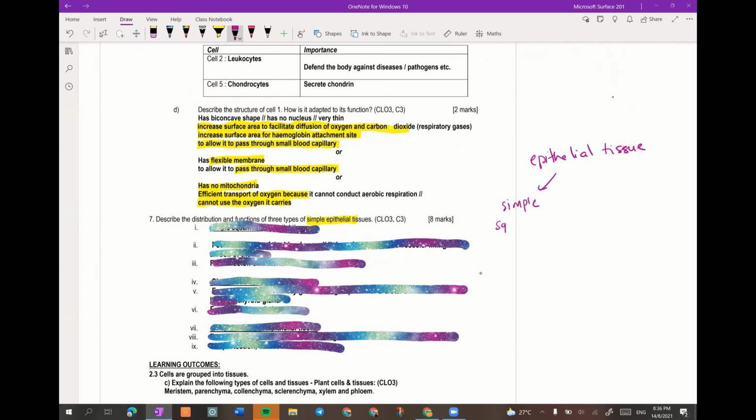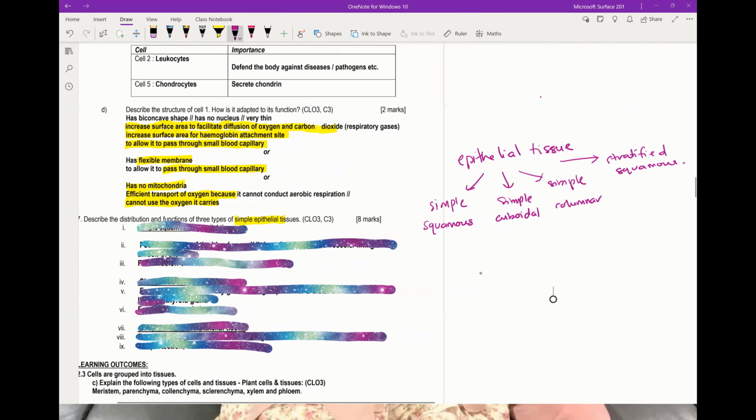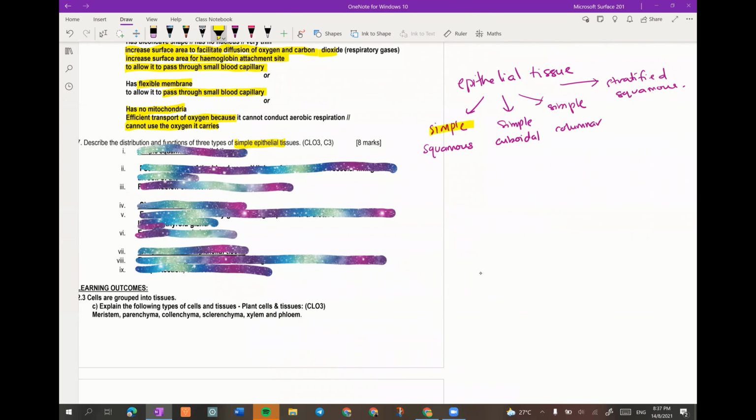Simple squamous, simple cuboidal, simple columnar, dan juga stratified squamous. Alright, so since dia minta 3 simple, it will be this one lah. Simple squamous, simple cuboidal, and simple columnar.